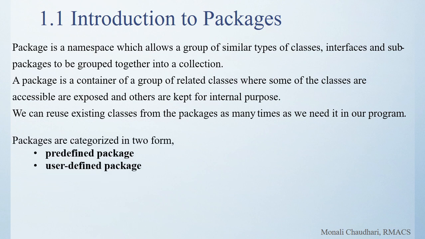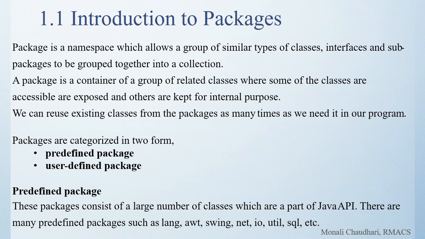Then there are two types of packages: predefined packages and user defined packages. Predefined packages are already present in the Java API. The io package has the input output related classes. AWT has the graphical user interface classes. Lang has the lang related classes. Net has the network related classes. SQL has the database related classes. So this was about the predefined packages.